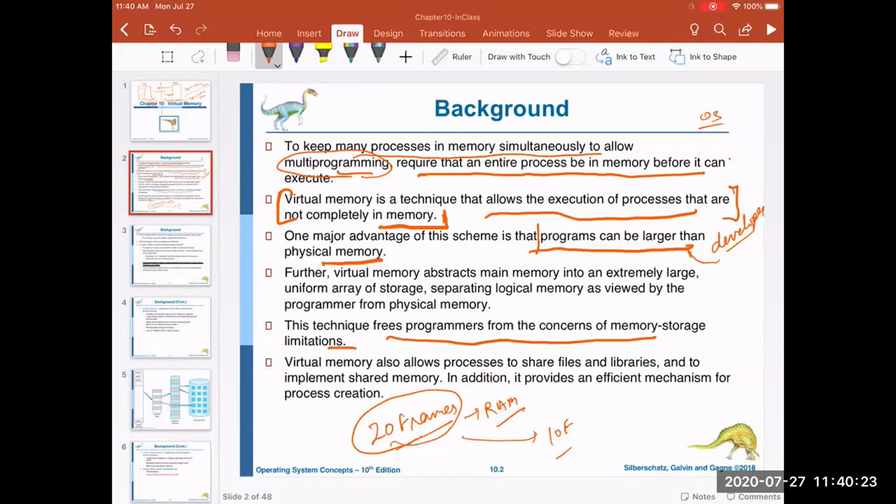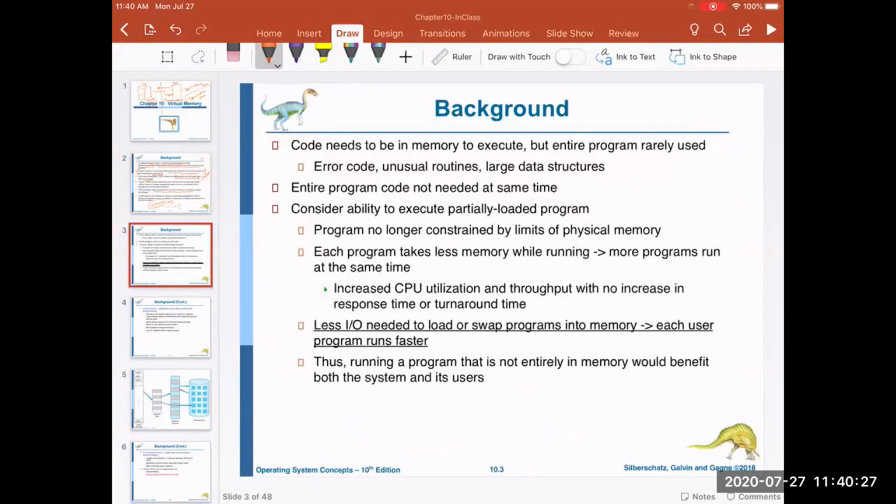Virtual memory allows processes to share files. This is another thing that we are going to discuss. Now, what are the benefits and why is it possible? We know that there is error code, there are exception handlings, unusual routines, and those are not needed. Large data structures are there. So we have declared, let us suppose, an array of this much size. We don't need that memory as of now.